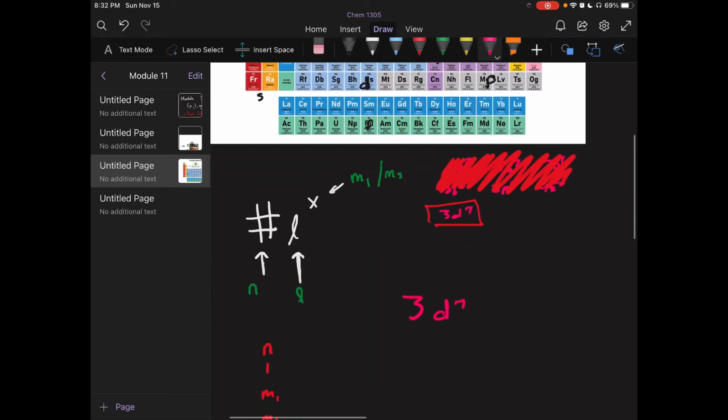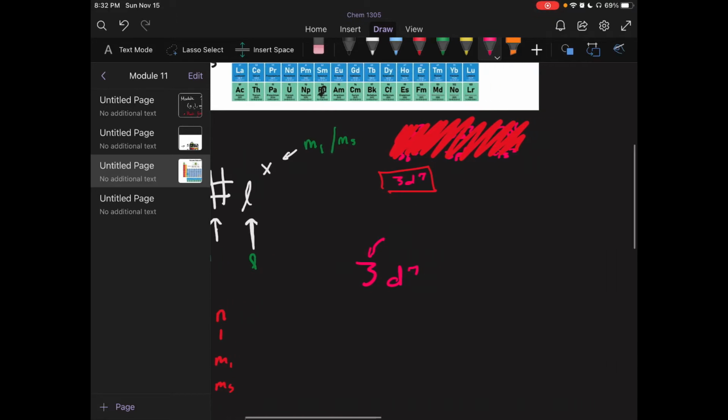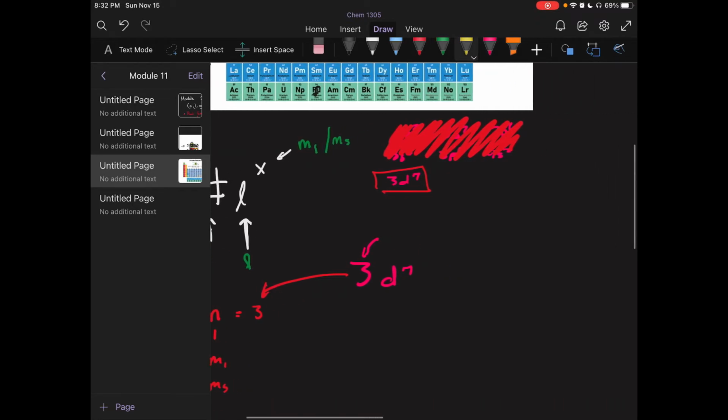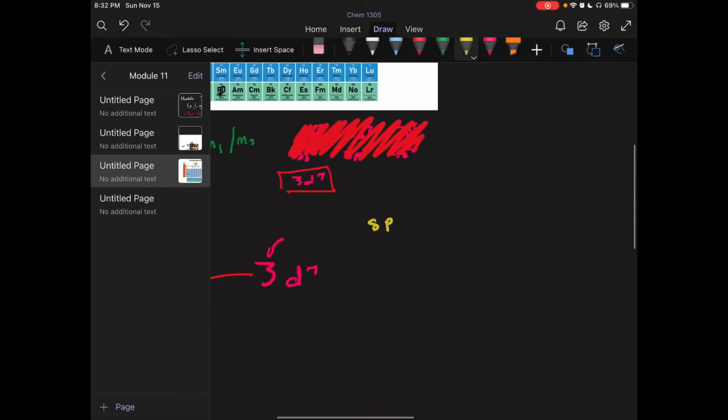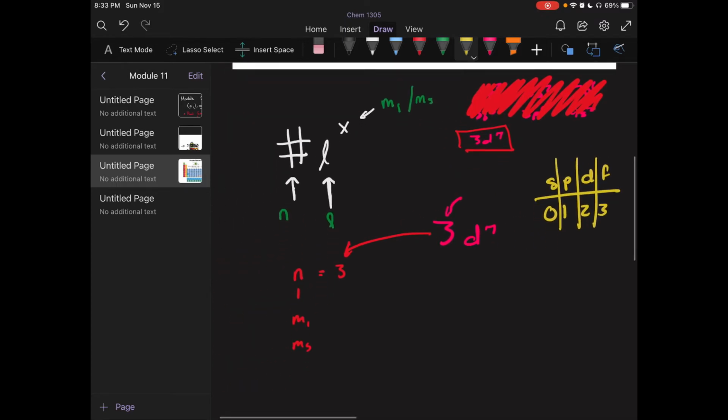Same thing here, it shows that this is also on the third energy level, so we can see that n, which stands for energy level, is equal to 3. So we just plug this in for this quantum number. Remember the chart that I showed you last time, where the S, P, D, F blocks are equal to 0, 1, 2, 3 respectively. Because this is on the D block, it has an l of 2.